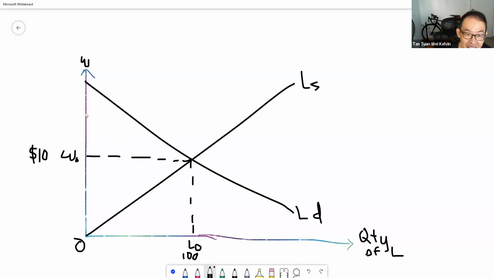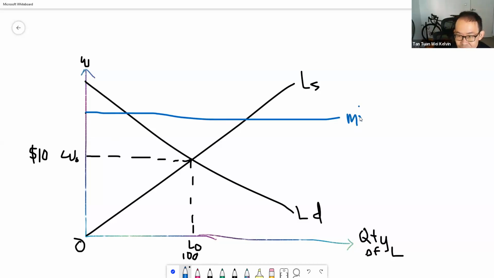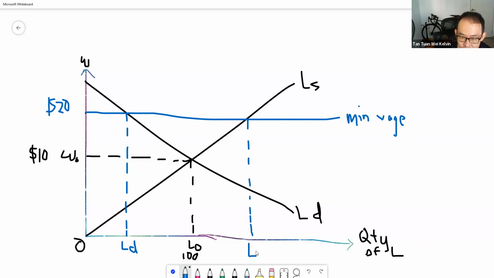Clear? After there's a minimum wage, let's draw a minimum wage here. Use a blue line. Let's say it's set at $20 per hour. Again, you have to be careful: not all workers are worse off. If you want to make full use of the graph, this is the labor demand, and this is the labor supply. This minimum wage will lead to a surplus of workers.